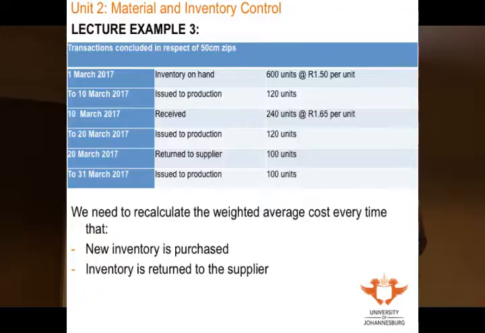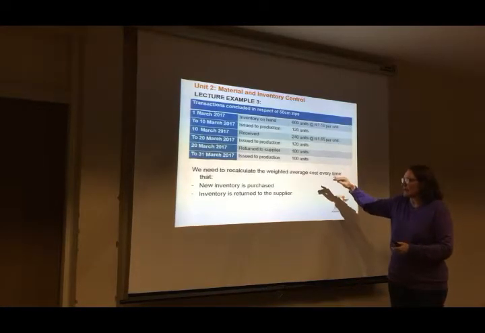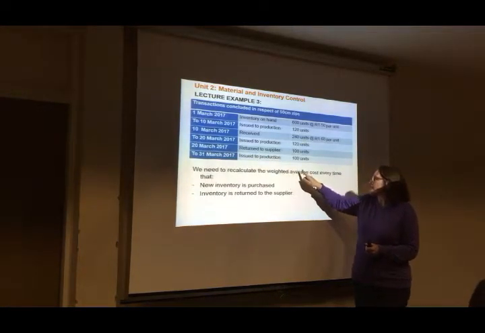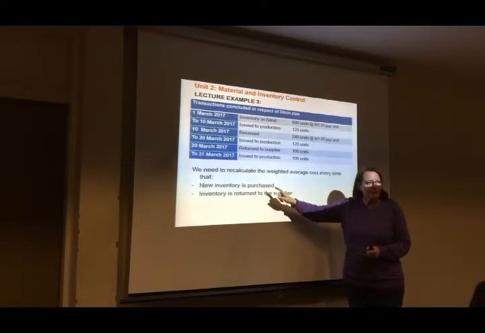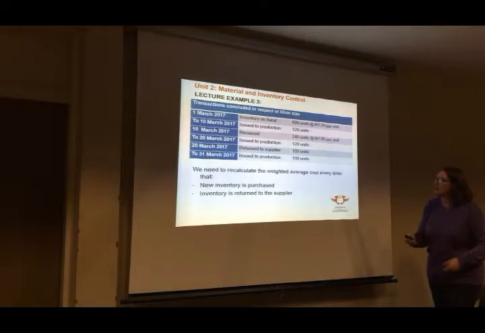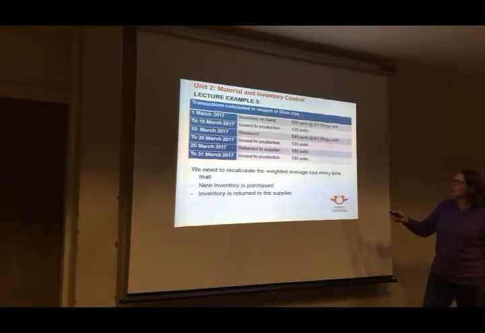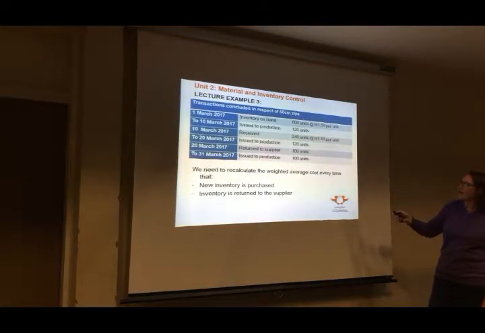Put it in date order. One line for everything that happens, for every action, for every transaction, it's one line. And you recalculate the weighted average when you purchase new inventory and when you return inventory to the supplier. So this one we already know is going to be 900 rand, and the 120 that are going to be issued are going to be issued at 1.50, the first 120. That's going to leave 480 at 1.50.